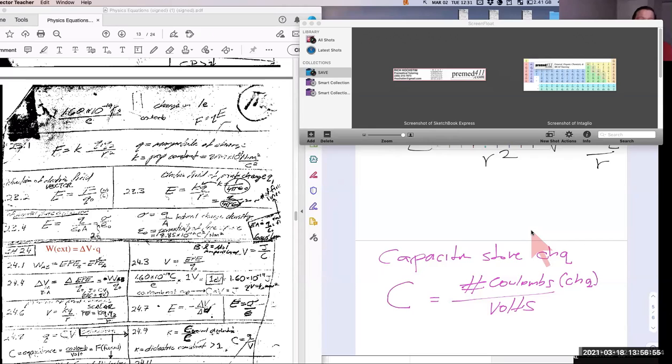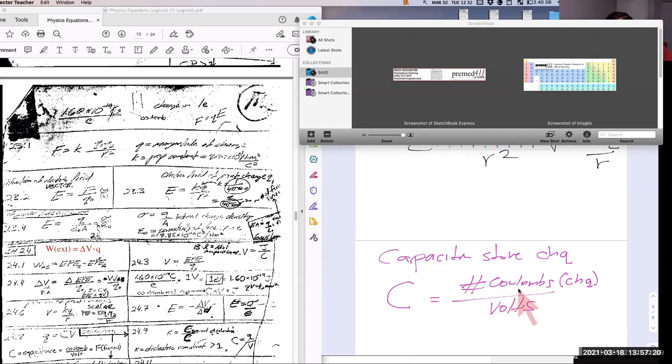Now here's the problem. Somebody decided to use big C for capacitance and big C for coulombs. So that's the reason I didn't put a big C here, because it would have been confusing. But yeah, you should be aware that this is a big C and that's a big C, and that's the way they did it.